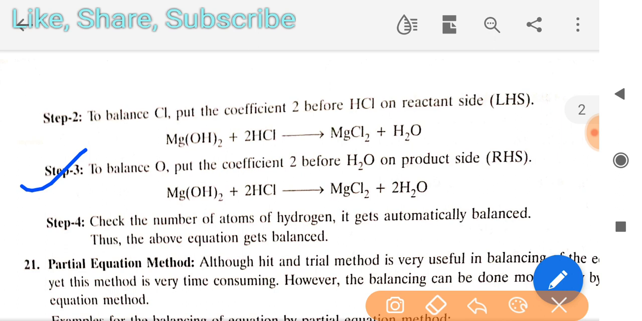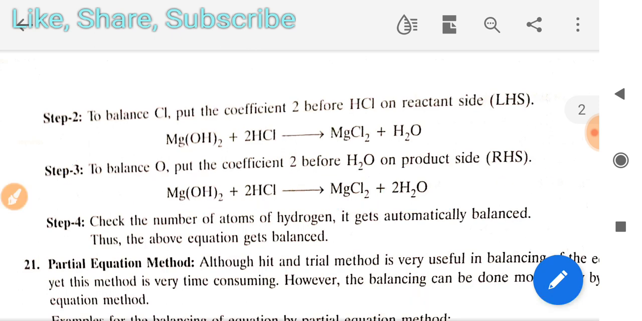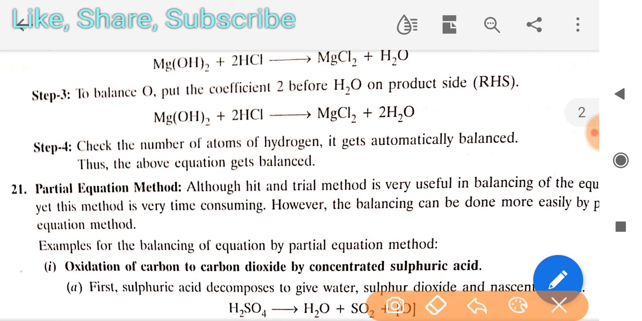So if you see Mg(OH) whole twice plus 2 HCl, we have MgCl2 plus 2 H2O here. We have to put 2 on the right hand side here. Then in the last step, check the number of atoms. Hydrogen gets automatically balanced. Thus the above equation gets balanced.